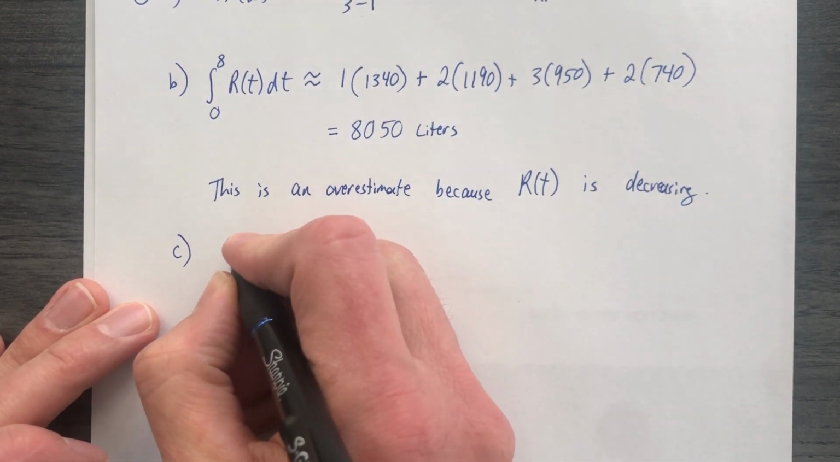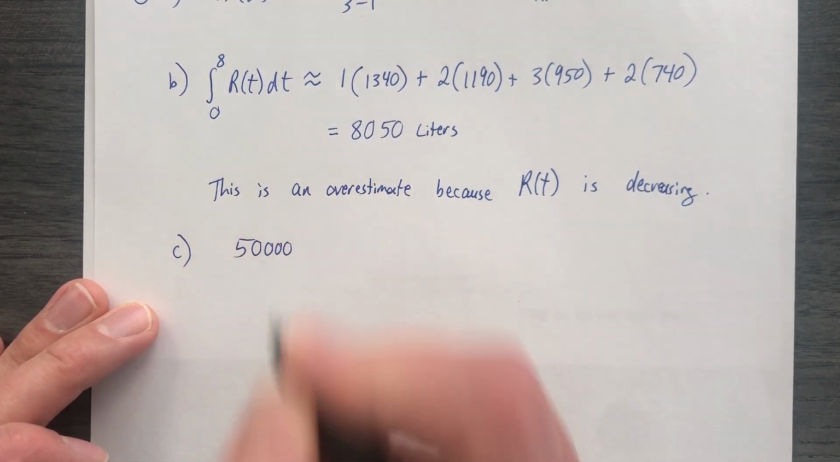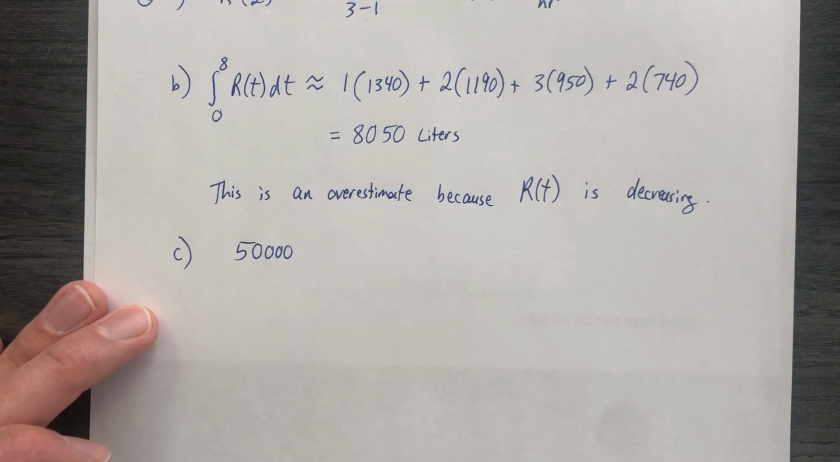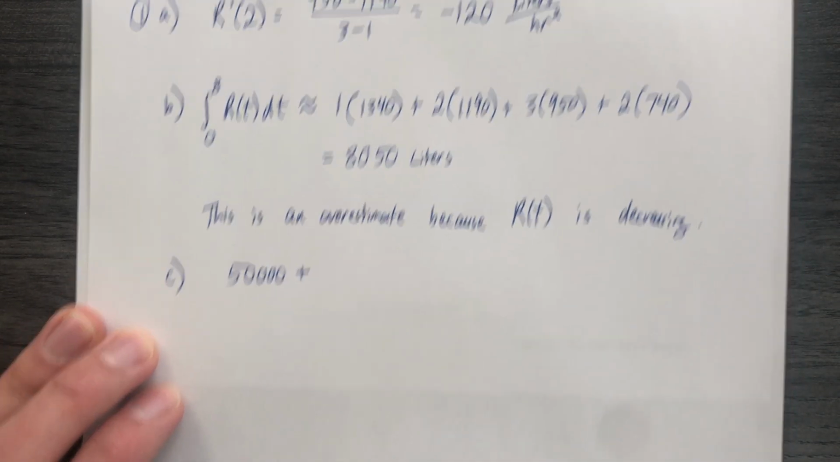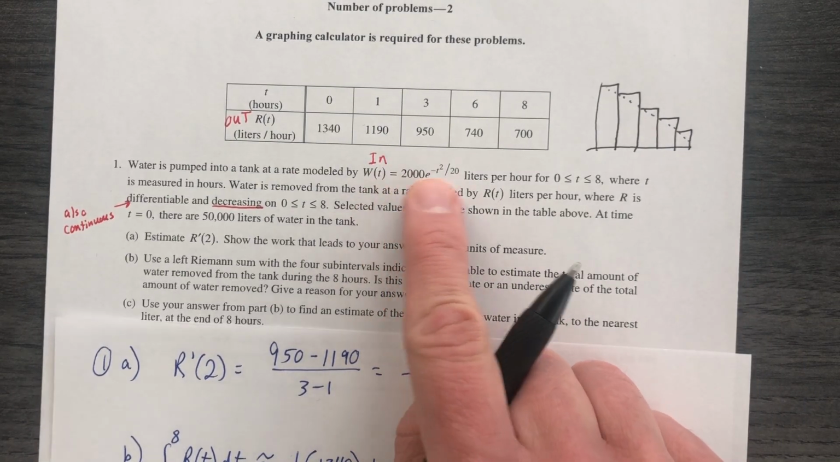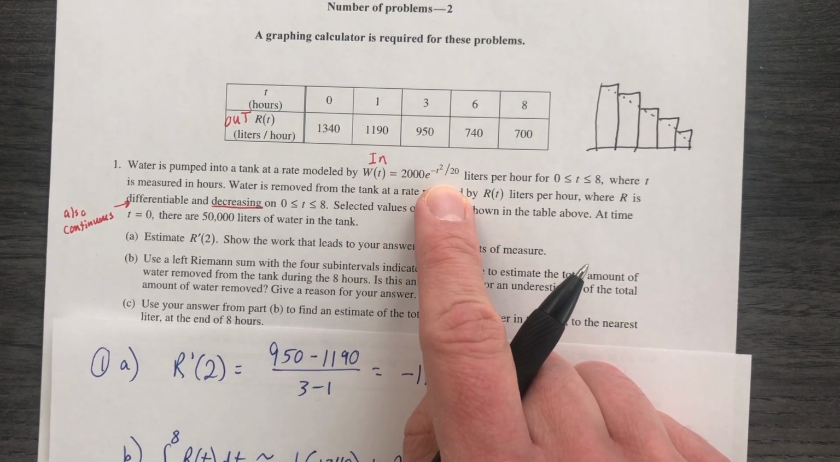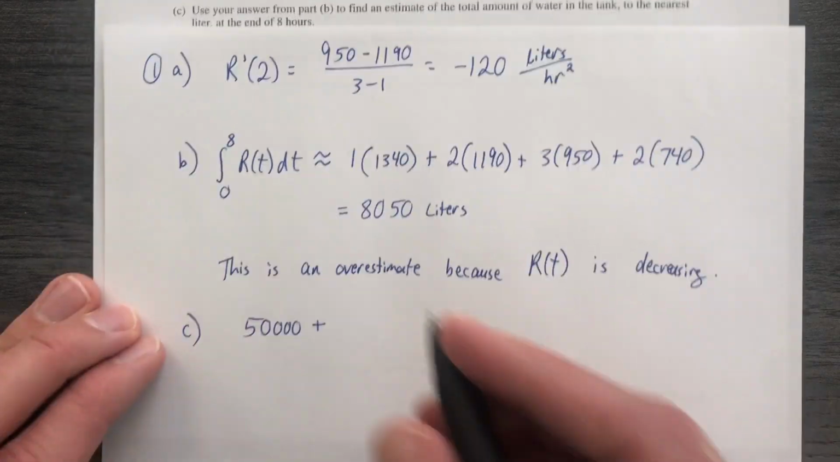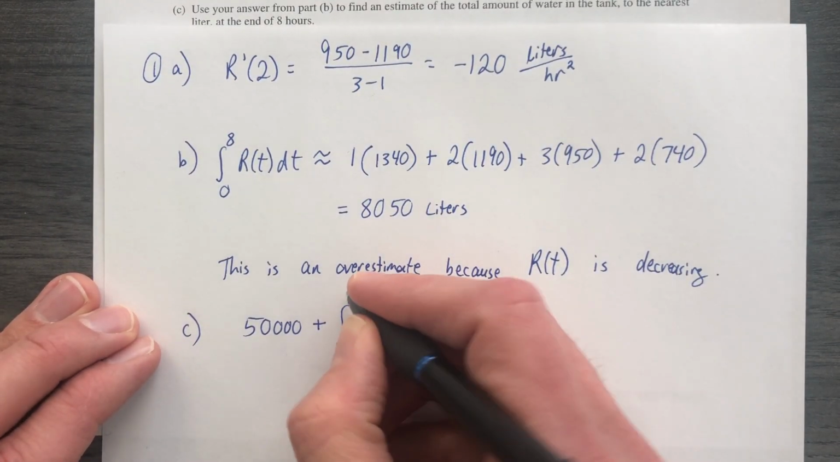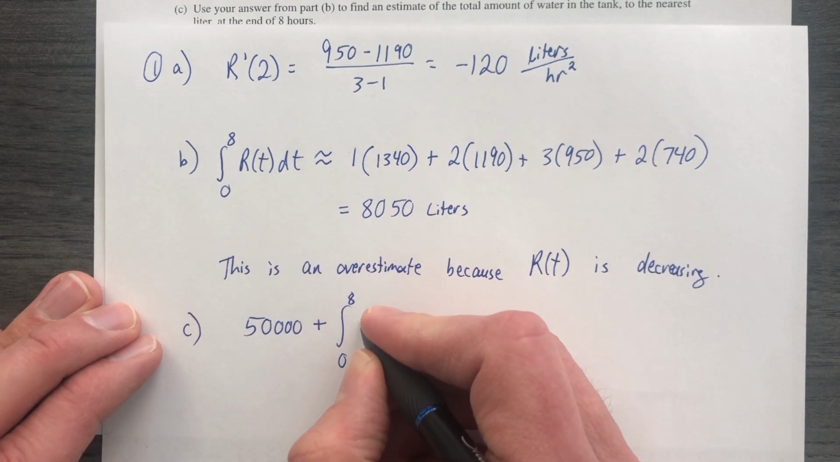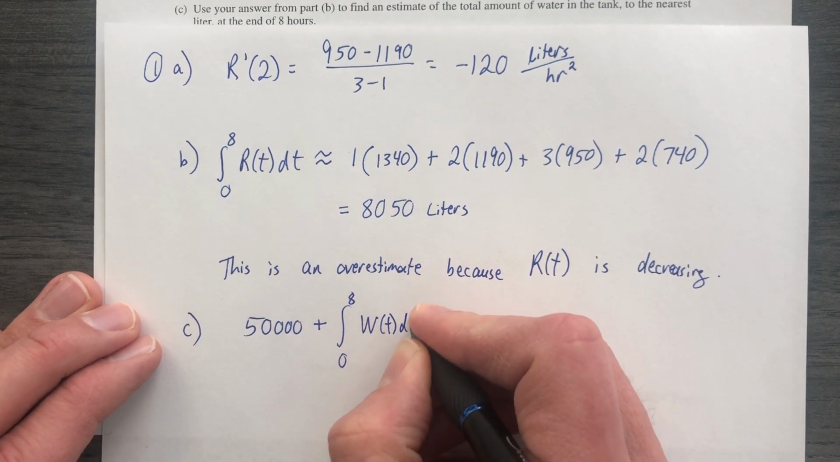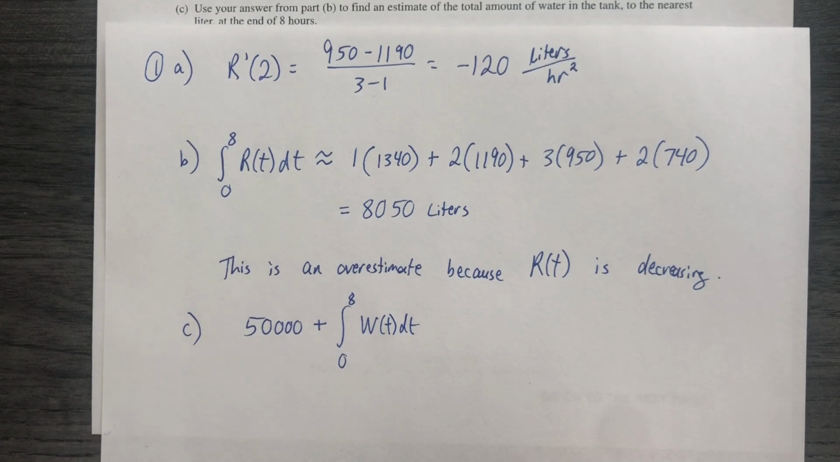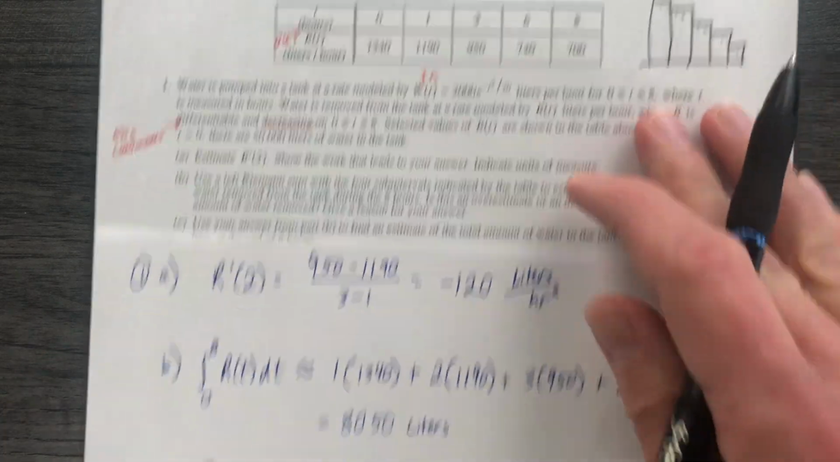The total amount is going to be, well, 50,000, I almost said dollars, that's not it, 50,000 liters, and we are going to pump some water in. Well, how much are we going to pump in? We are going to pump in water at this rate. So I need the integral from 0 to 8 of w of t dt. If you want to write the actual function, 2,000 e to the negative t squared over 20, that's fine.